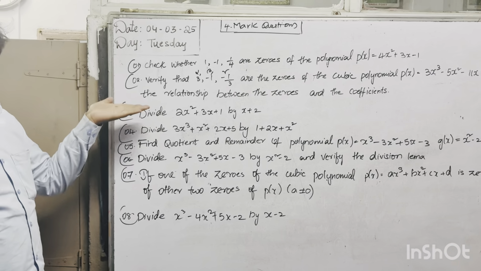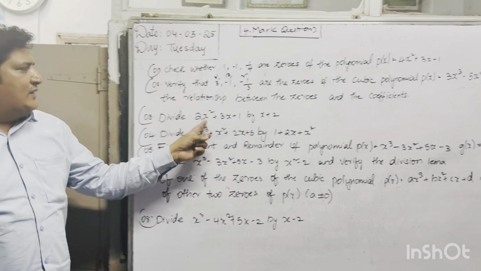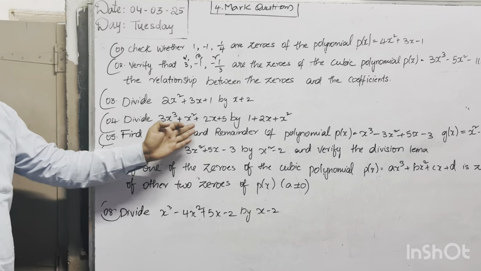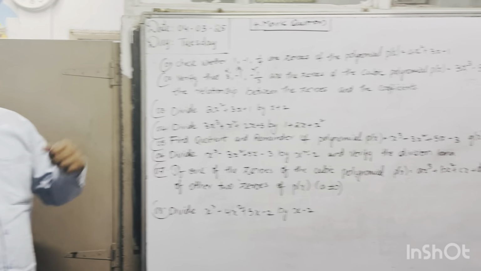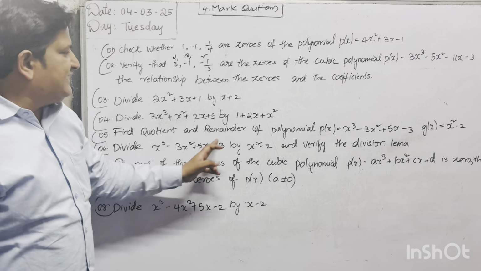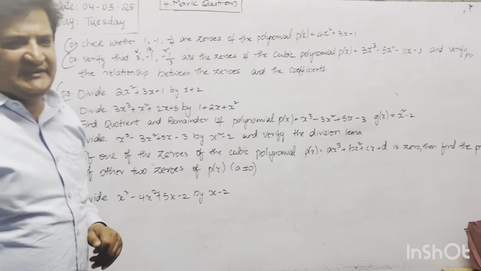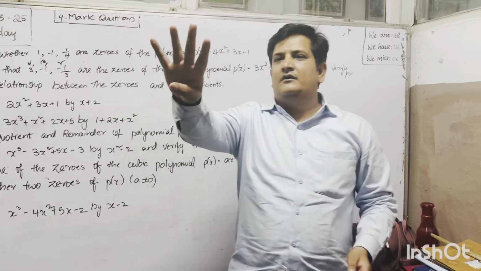Next, after that, for 4 marks you will get division algorithm. Divide 2x square plus 3x plus 1 by x plus 2, and so on, by division, and only division algorithm. Next, find the quotient and remainder of the polynomial. You have to divide g of x by p of x. So mostly division algorithm sums you will get for 4 marks.